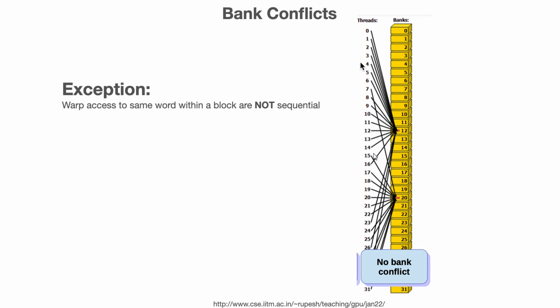So in this particular case, let's say these are the 32 threads from the same warp, and then these are the 32 banks. Now, if we are accessing the same element from a bank, so from this 12th bank, many threads are accessing only one element, and then those requests would be parallel only. They won't be sequential requests.